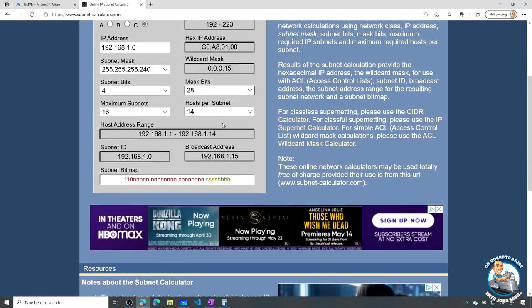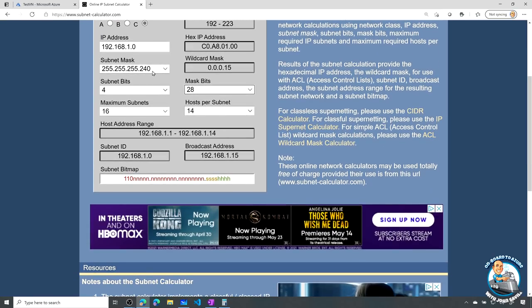And notice what it's showing me. Remember, you're losing the all zeros for the subnet ID and the all ones for the broadcast. So it's saying you can have 14 hosts in that subnet. Now remember, it's 14 because it's not considering Azure. Azure takes another 3, which is why you would have 11 hosts per subnet.